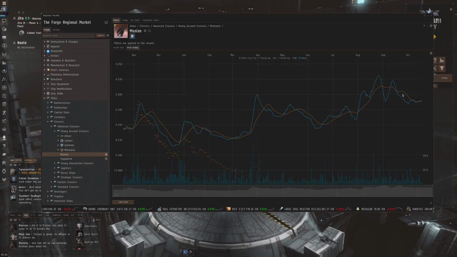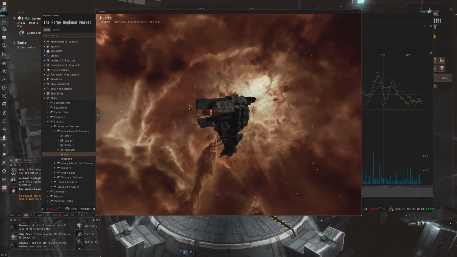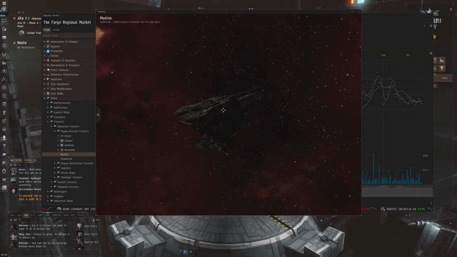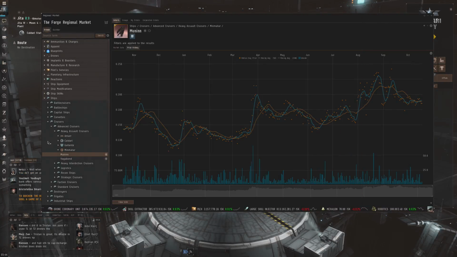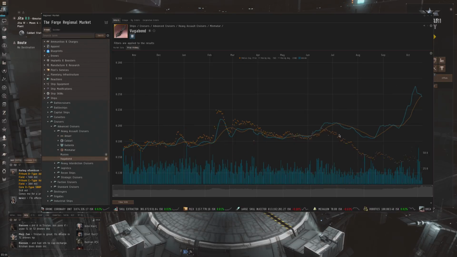And then the Minmatar, the Munin, is the one that's not doing all too well. Is that one being redesigned? Yeah, looks pretty cool though. And now we've got the Vagabond. That is at a one-year high. Here we see a massive volume spike as well. So there is a lot of interest for these Tech 2 ships.